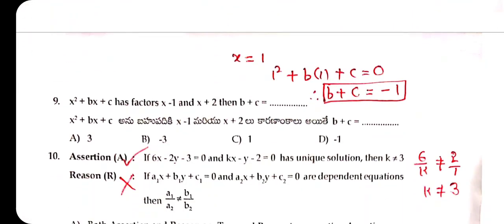Next, if this polynomial has factors x minus 1, x plus 2, then b plus c. See here, x minus 1 is a factor, means x minus 1 is equal to 0, x is equal to 1. Substitute this value in the polynomial, means 1 square plus b into 1 plus c is equal to 0. So that means b plus c is equal to minus 1, bringing the 1 to that side. So answer minus 1. So option D.